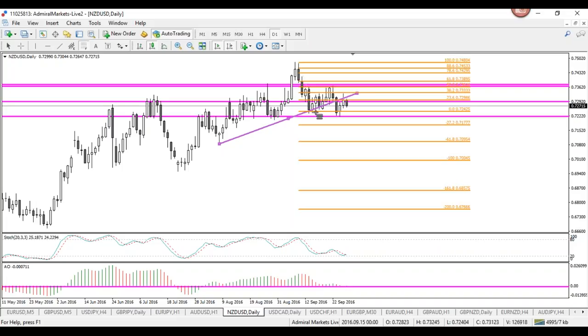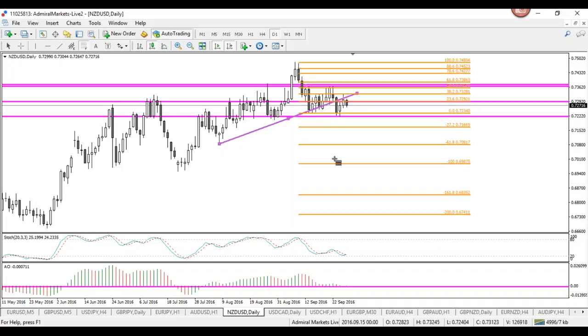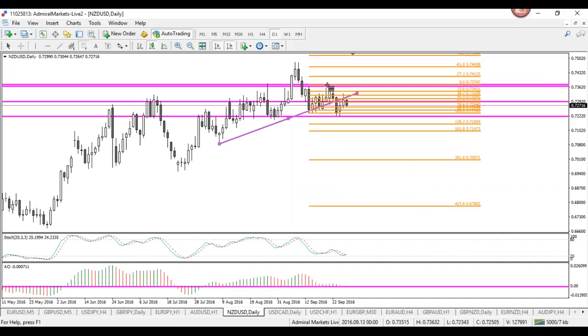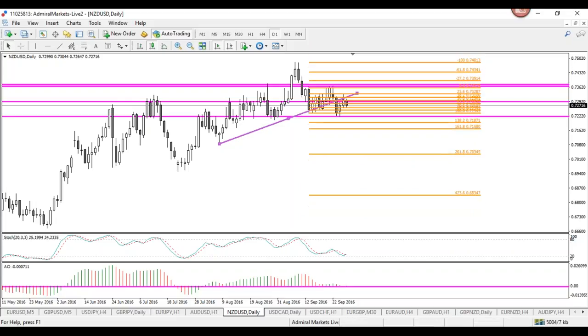So if I put a fib, let me put a fib from here to here. All right, 71.87. I think we need to break. No, let me change it a bit. 71.80-ish. All right. Otherwise, this could still be a correction within a bigger correction.